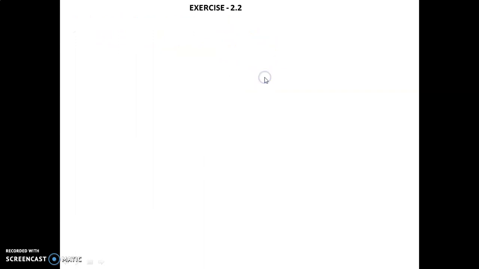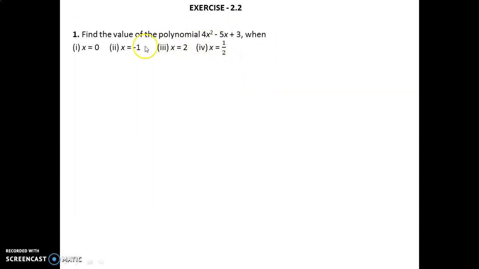Now coming to exercise part, the first question is, find the value of the polynomial when x is equal to 0, x is equal to minus 1, x is equal to 2 and x is equal to 1 by 2. See guys, I already explained you how to solve these problems, but for better understanding, I will explain with one of these questions and you have to solve the remaining. So here I am taking this is p of x is equal to 4x square minus 5x plus 3, and I am considering the fourth question x is equal to 1 by 2. So I will find out the value of p of 1 by 2.